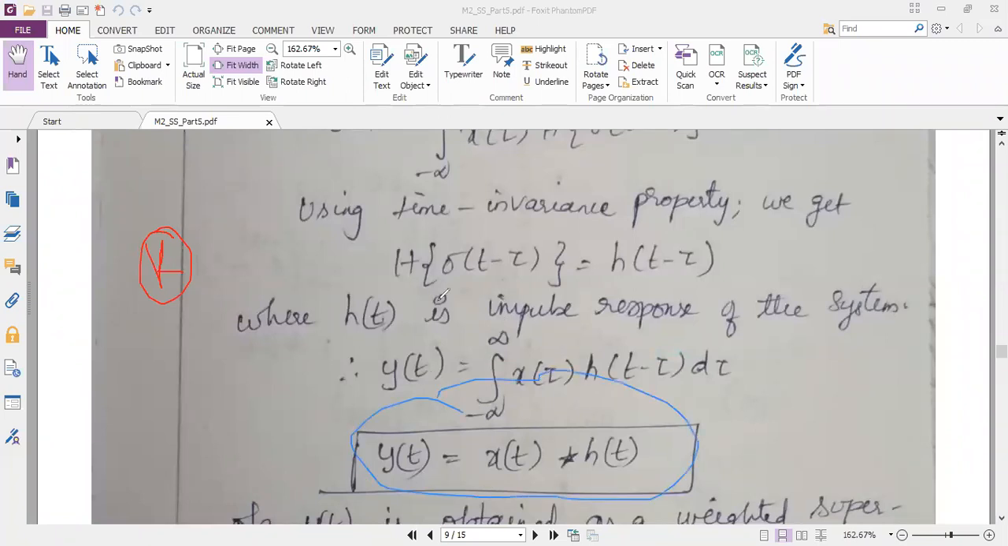Okay, so with this I will stop the class today. I want you to copy this derivation before we do problems in the next class.